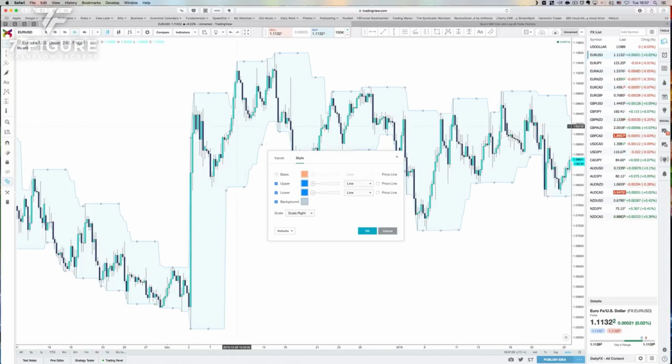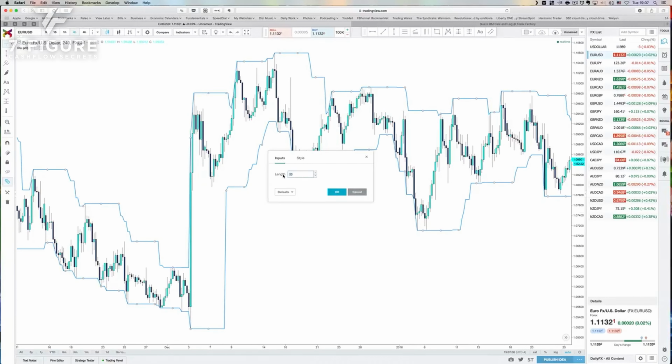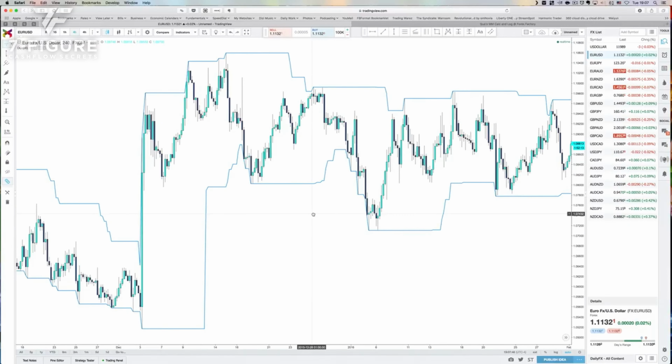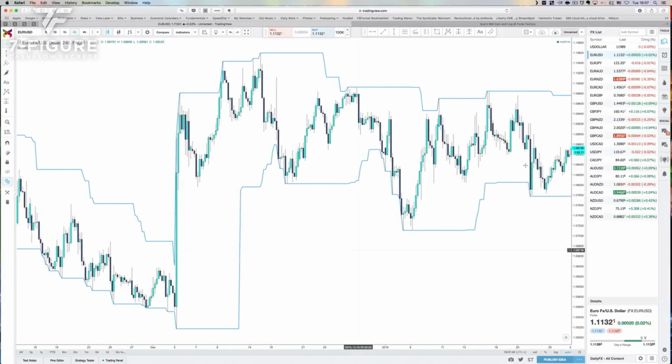I am going to modify this a little bit. First off, I want to take out that center line. I don't really need that. Make these a little bit bigger. And then for the inputs, the standard is 20. I don't usually stick with the standard. I like going up to 36. So here I am at 36, all the way back here at the beginning.